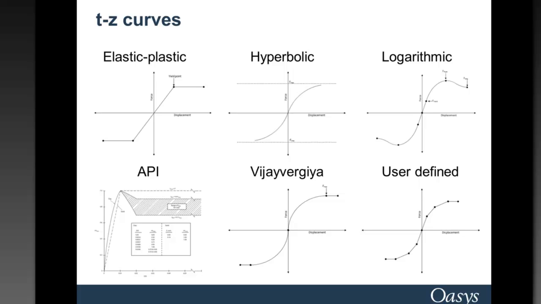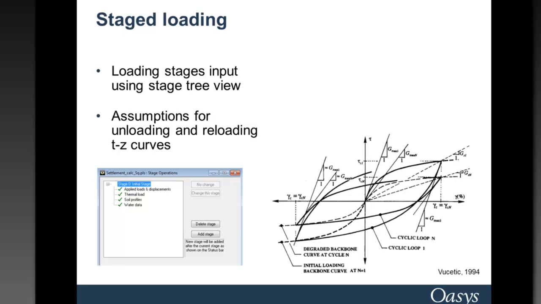So those are the TZ curves that we've implemented into the program, and then the second upgrade that we've added is to allow staged loading to be carried out. So if you're familiar with the other Oasys programs, you might recognize the stage tree view box, which allows you to add new stages and to change some of the parameters at different stages, such as your load or thermal load and soil profile and water data can all be changed at each loading stage. The staged loading can only be used then with TZ curves, so they go hand in hand, because assumptions need to be used to calculate what actually happens to the TZ curve upon unloading and reloading.